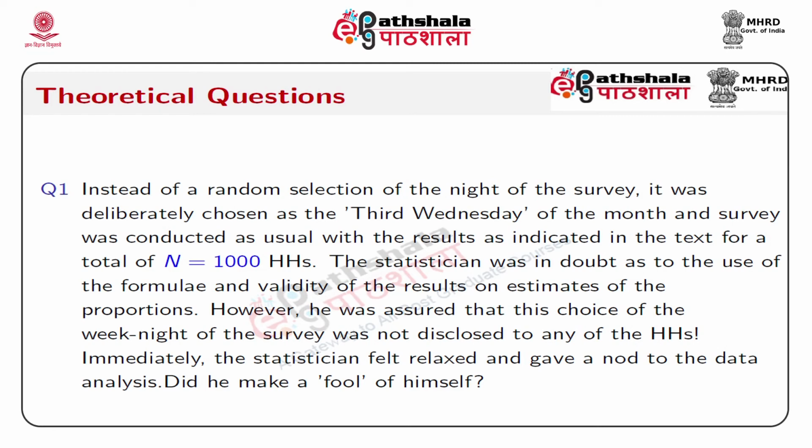The statistician understands the theory; he knows that it has to be a randomly chosen weeknight, but it was not randomly chosen. So, he was debating whether he should proceed. But the management is telling him it is okay, because people do not know that this third Wednesday of the month has been deliberately chosen. People have not been told. This is the day that we have chosen, we told them it is a random choice. So, how does it matter to you? Even though we have made a deliberate choice, all the households know it as a random choice. How does it matter to you?